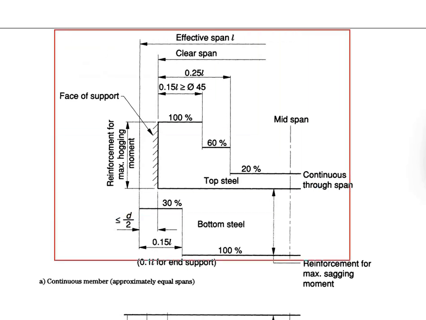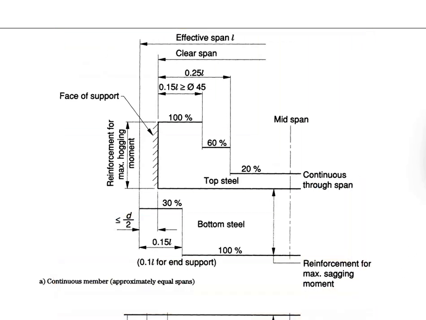According to the rules for the continuous members, these are the requirements for the top reinforcement, where you may reduce 40% at certain distance from the support and another 40% at another distance. As for the bottom steel bar, 100% reinforcement will be at the midspan. Near to the support, you may reduce the amount of reinforcement bar to 30%.